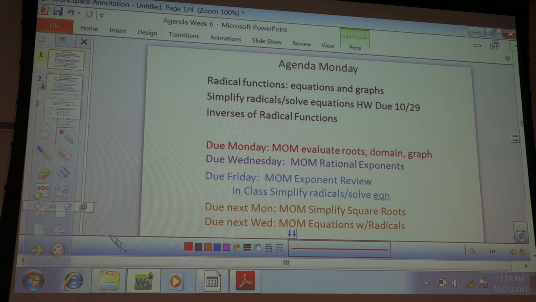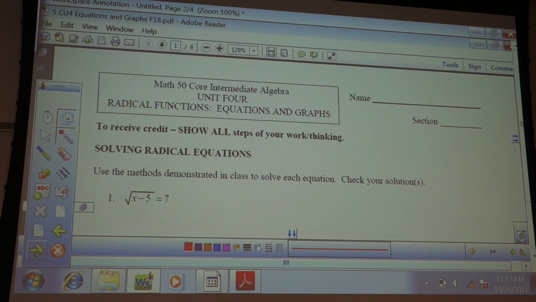This is what we're doing today, working on this handout.